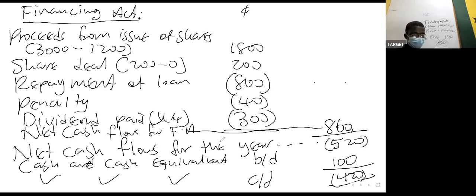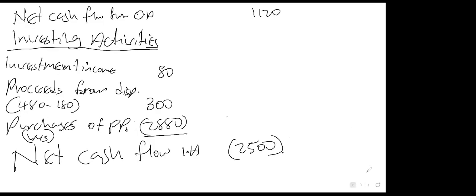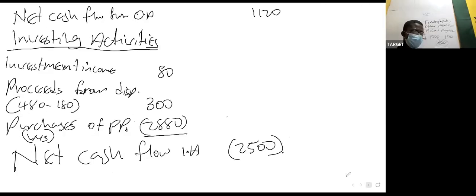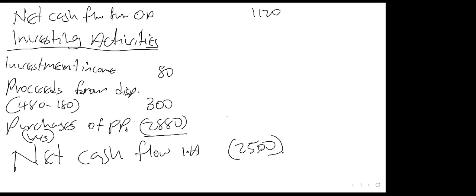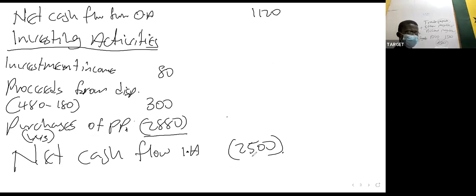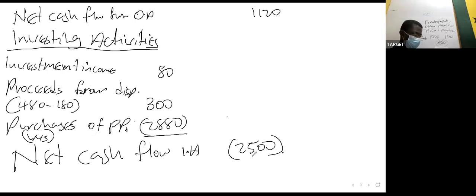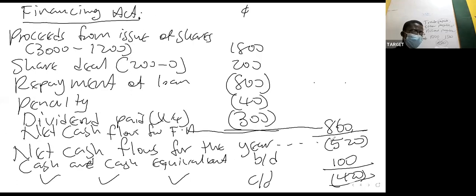So let's add. You know, this one we call it comprehensive what? Insurance. Let's add up. So I'm adding from where? 1,120 positive minus 2,500. Let's add all the three. So 1,120 minus 2,500 gives 1,380. Okay, let's go. Plus 860.